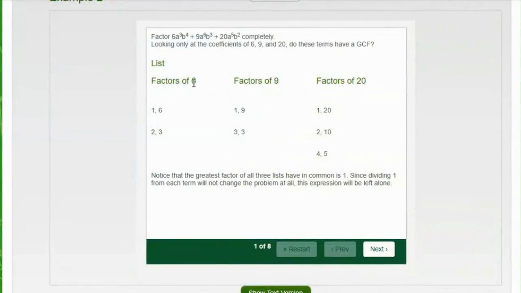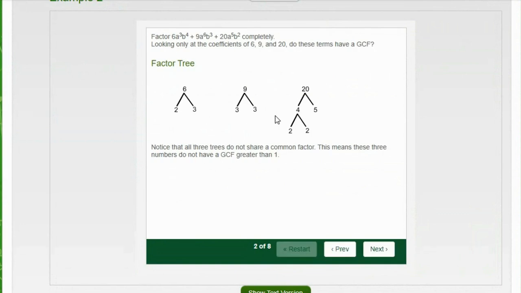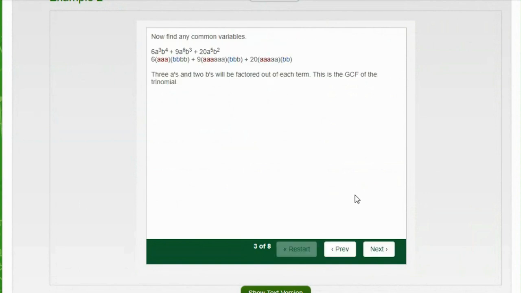They looked at the factors of 6, 9, and 20, right? And they found out that 2 and 3 is 6, 3 and 3, and 4 and 5, which is the same as 2 and 2 and 5. Nothing in common, so they left those alone. They did the factor tree: 2, 2, 5, 3, 3, 3, 2. Can't pull anything out. So they said, okay, now let's look at the A's and B's. And they did the same thing, pulling the A's and B's.